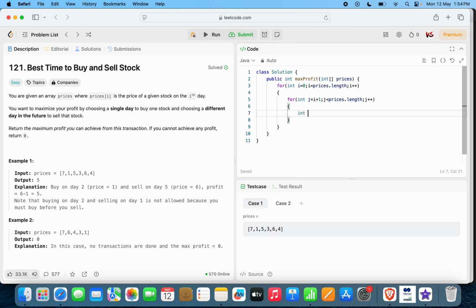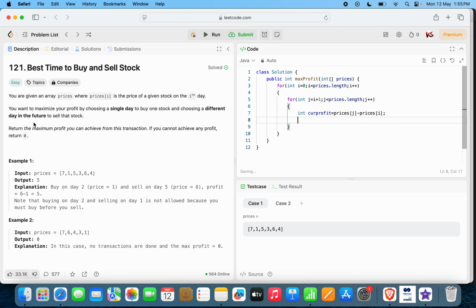To store the current profit, I will take a variable called currentProfit, and to find the difference I'll use prices[j] minus prices[i], which gives us the difference.